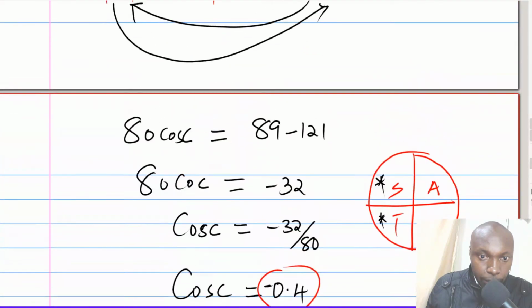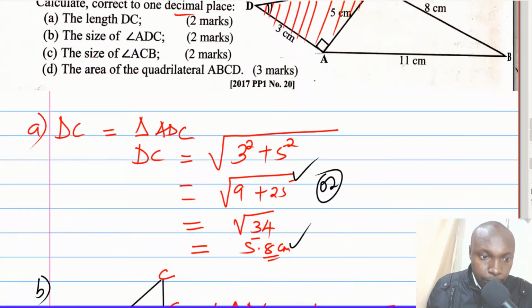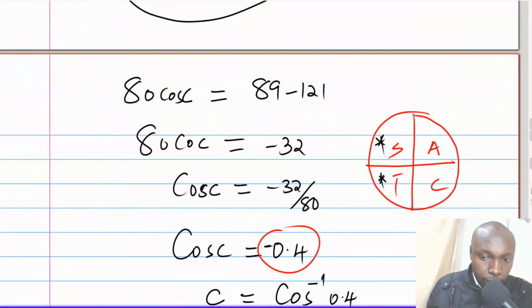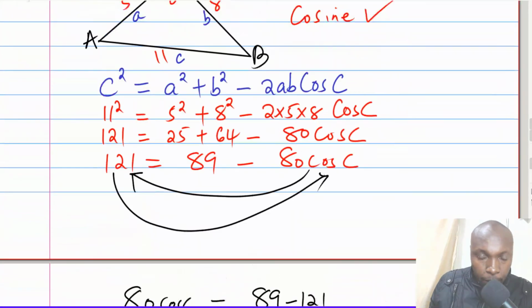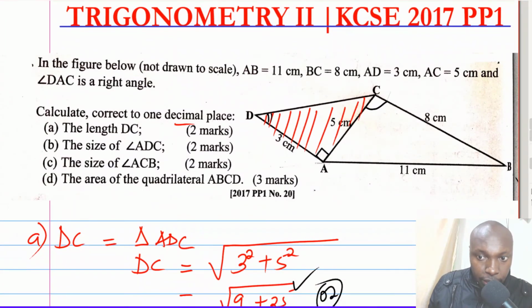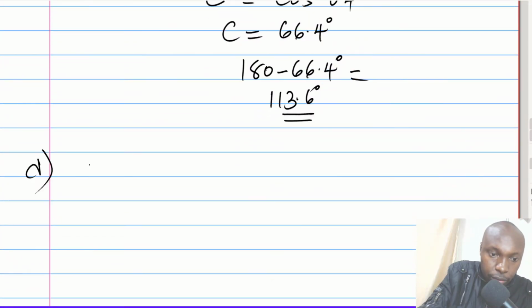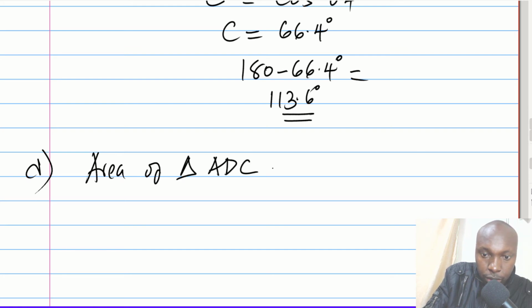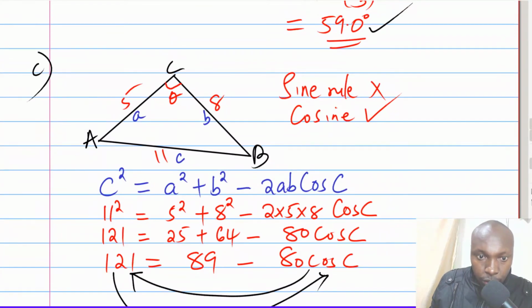So let's go to the other part of the question, and that is the area of the quadrilateral ABCD. To get the area of this quadrilateral, you can see it is divided into two triangles. So it will be the area of triangle ADC plus the area of triangle ACB.